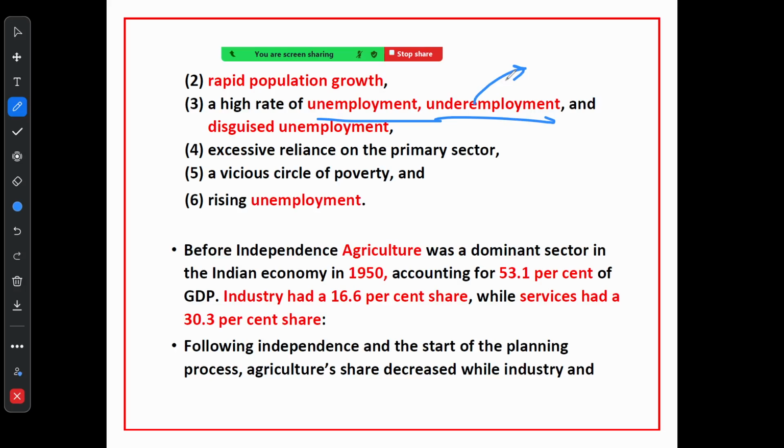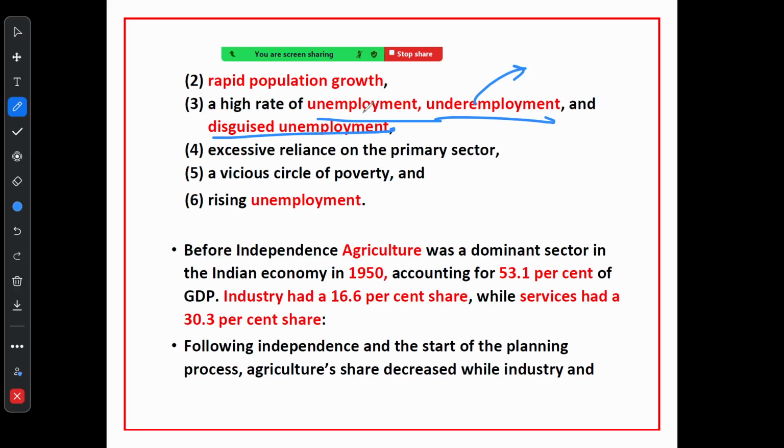Thinking of a skilled engineer working as a taxi driver. The third is disguised unemployment. This is tricky. This is where more people are working than needed to do a job. For example, a family farm might have too many people working, but removing one person won't reduce the output. That means if you reduce one number, it won't affect the output. Right, that is called disguised unemployment.